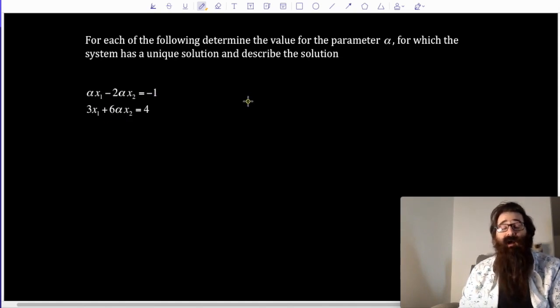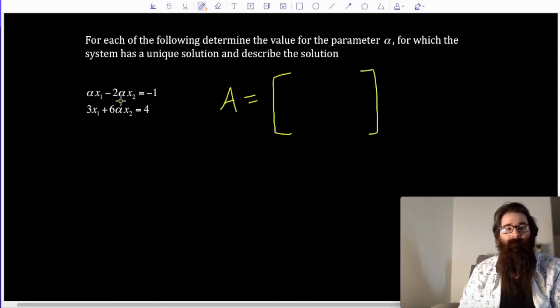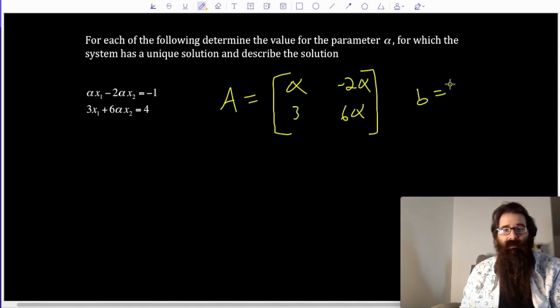Now I'm going to start off just doing what I've been doing with Cramer's rule. I can describe the solution that way. So matrix A, I'm going to build this as my coefficient matrix, and it's in terms of this unknown alpha. So here the first coefficient would be alpha, and then the next entry in that row would be the minus 2 alpha. And for my second row, well, it's going to be 3, and then 6 alpha. And I can build that column vector B, the stuff that we're equal to, right, is negative 1, 4.